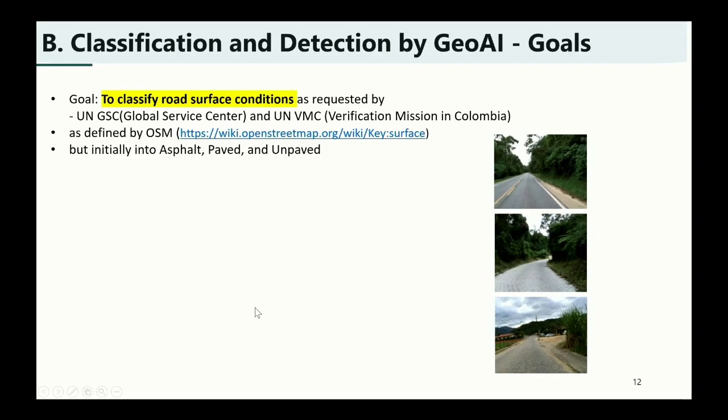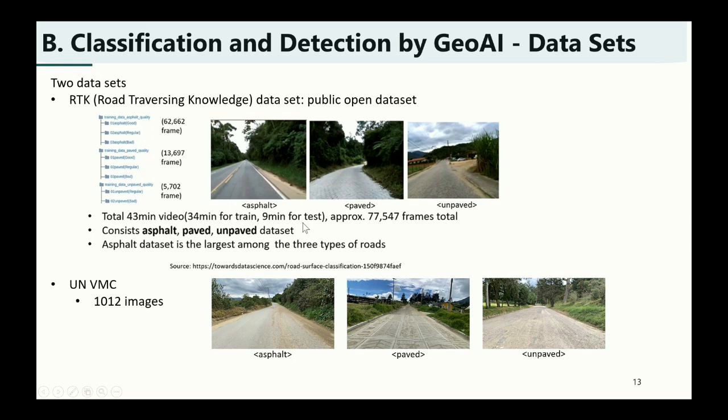The basic classification is based on OpenStreetMap, but we initially start from a straightforward classification, which is asphalt, paved, and unpaved. For the classification, we used two datasets. The first one is a so-called RTK, which is very public data. This data was collected for the IEEE Big Data Conference as a kind of competition program, and it is very complete data. For our case, we collected around 1,000 images. Of course, it is geo-referenced data from UN VMC.